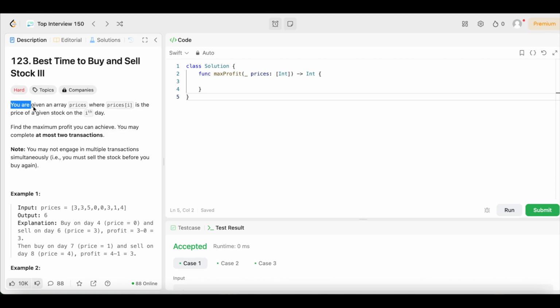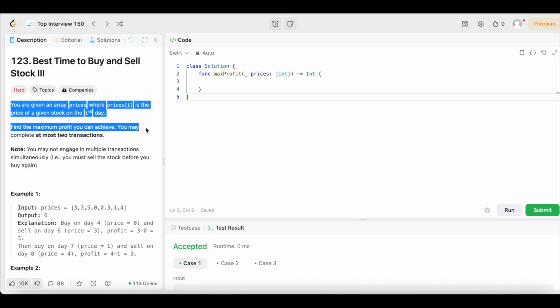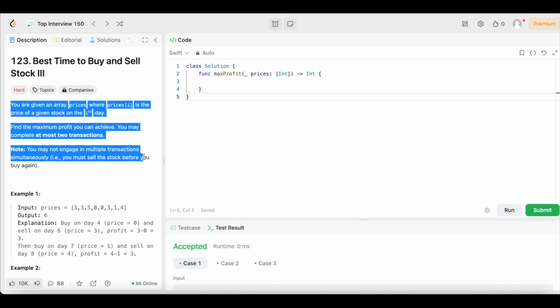Question says, you are given an array prices where prices[i] is the price of a given stock on the ith day. Find the maximum profit you can achieve. You may complete at most 2 transactions. Note, you may not engage in multiple transactions simultaneously, i.e. you must sell the stock before you can buy again.